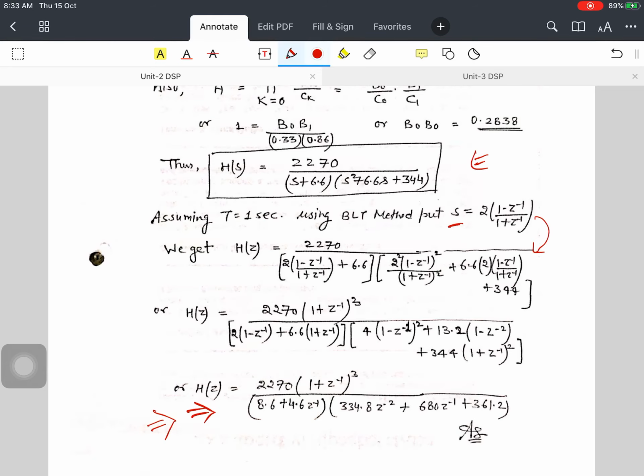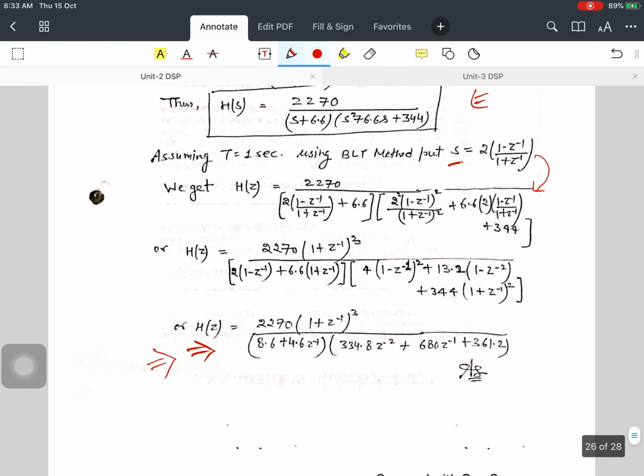So this is all about lecture number 26. In this lecture we have designed this Chebyshev filter, and this will be given, whether you want to design by BLT or impulse invariant method. If the method is not given in the question, then you can apply either BLT, bilinear transform, or impulse invariant, any one. I think it is clear. Thank you students.